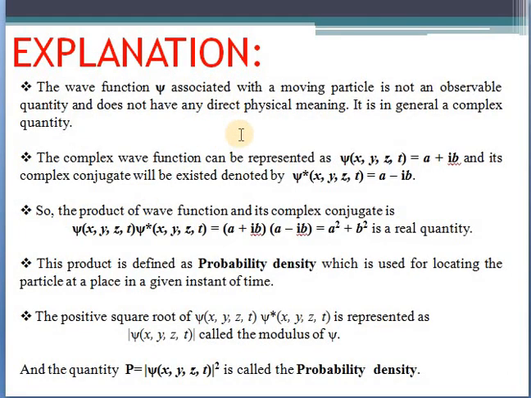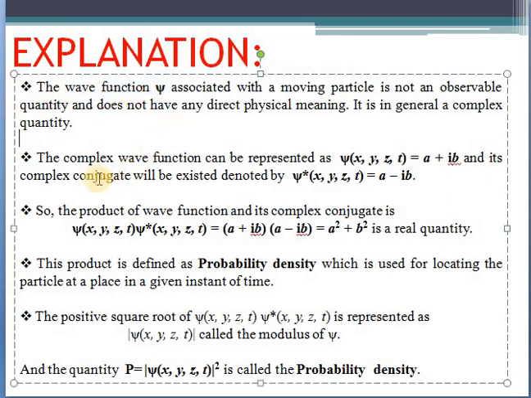If you want to know in depth what exactly the wave function is, a wave function represented by psi is associated with a moving particle. It is not an observable quantity, that means it is not a quantity which can be observed, but its existence can be defined. So it does not have a physical meaning, but its significance is very important in how psi defines the wave function of a quantum mechanical system.